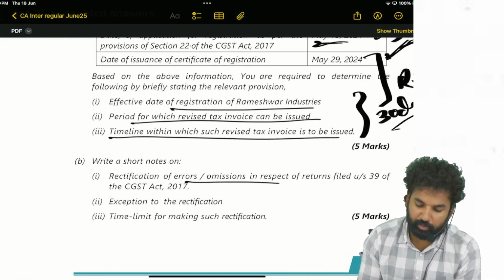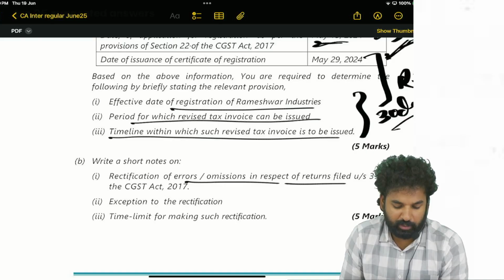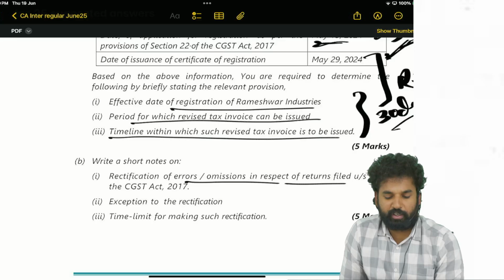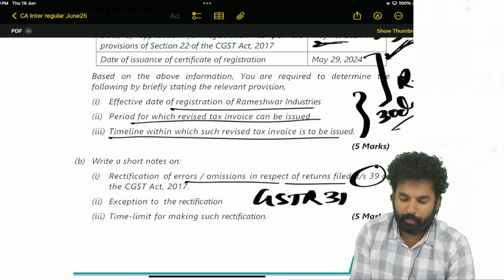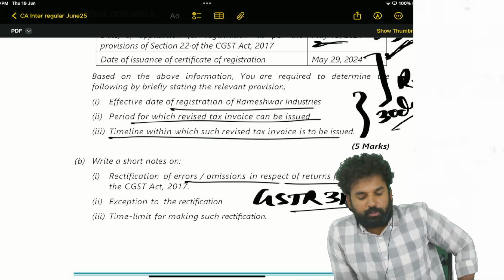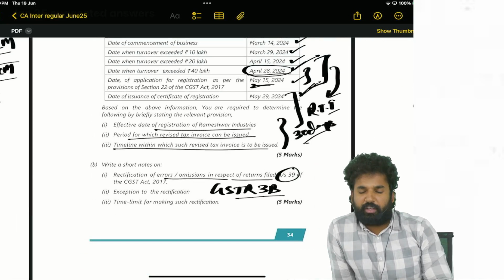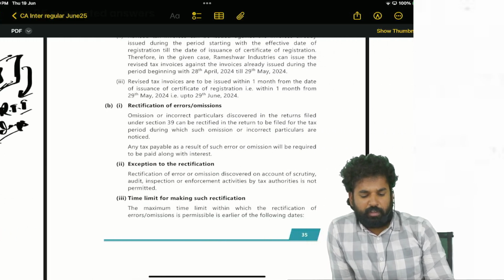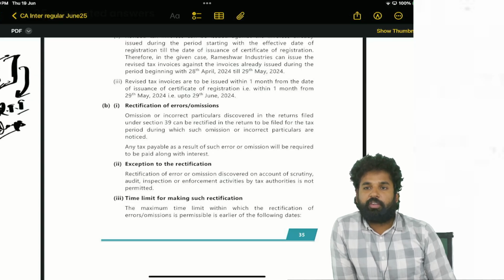Next, rectification of errors or omissions in respect of returns filed under section 39 of the CGST Act 2017. Exception to rectification, time limit for making rectification. What is the return filed under 39? GSTR 3B. Okay, so when can the rectification be made? Rectification can be made, correct, but by making amendment in the further month returns. Rectification can be made till 30th November or date of filing annual return, whichever is earlier.